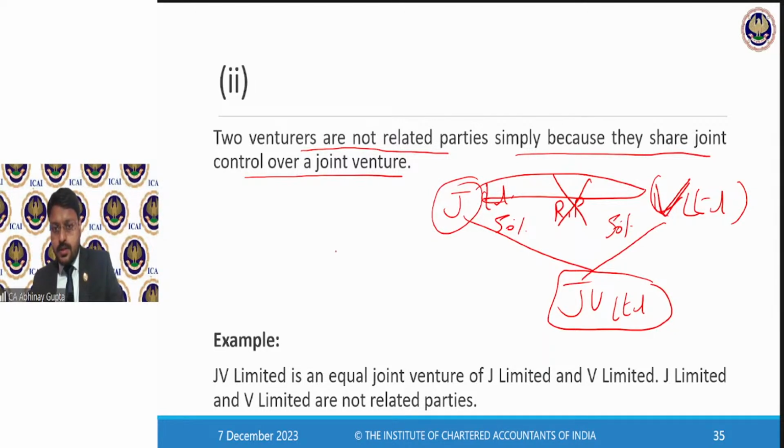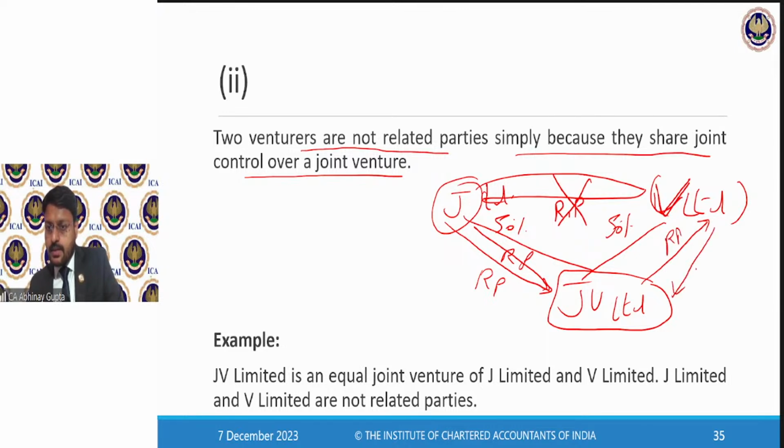Okay. J will be a related party with JV Limited? Yes. Vice versa? Yes. Similarly, V Limited will be a related party with JV Limited? Yes. And vice versa? Yes. But J and V will not be related to each other.